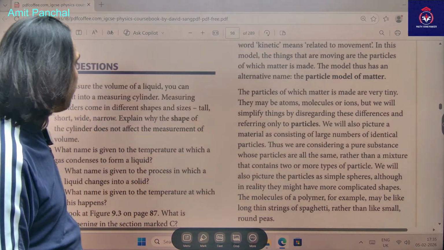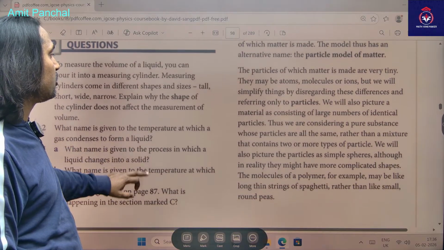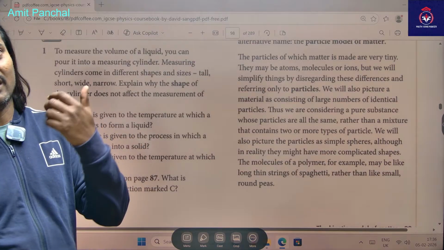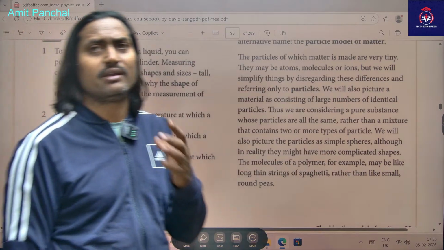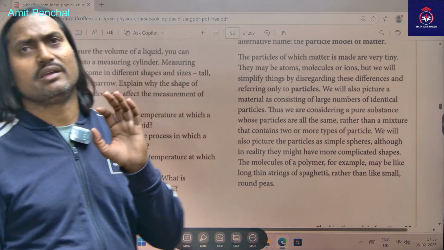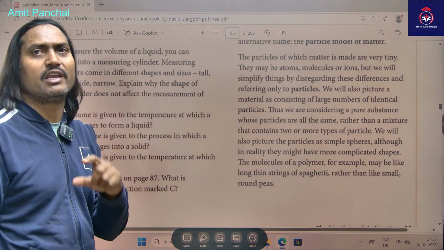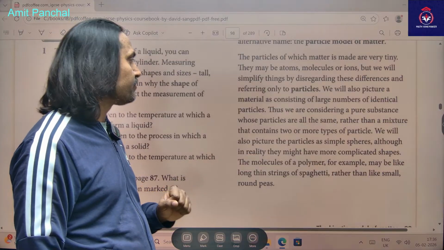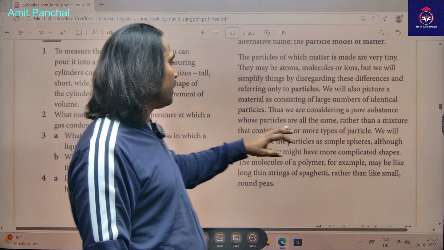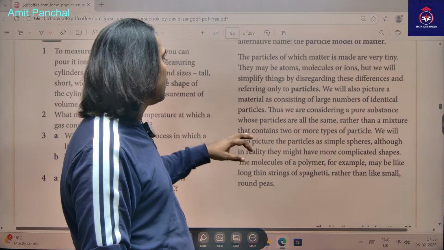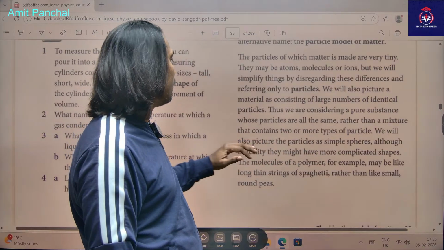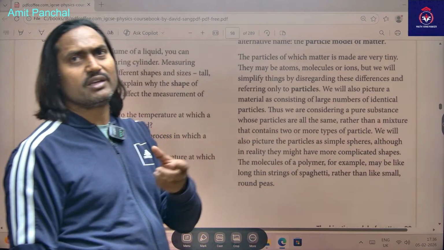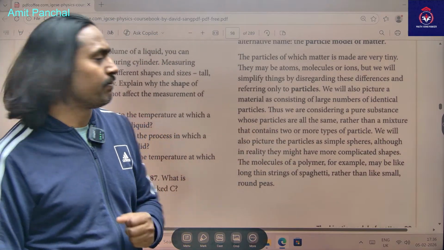We will also picture a material as consisting of a large number of identical particles, because in a matter all particles are identical. They have the same type of atoms or molecules, rather than a mixture that contains two or more types of particle. We will also picture the particles as simple spheres. So particles we can take like a sphere.